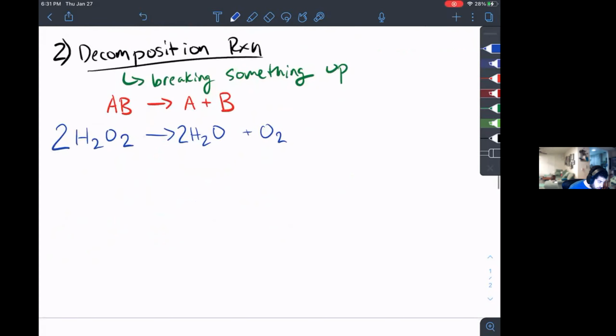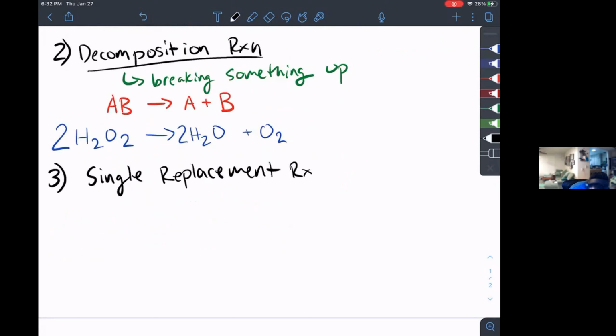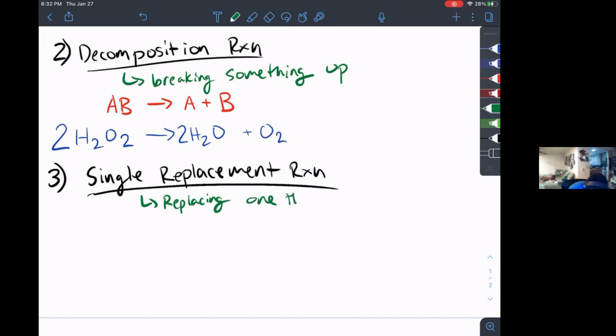Up next, number 3. Oops, keep my colors consistent. We're going to have our single replacement reaction. So with a single replacement reaction, basically what we're doing is replacing one thing with another in a compound.